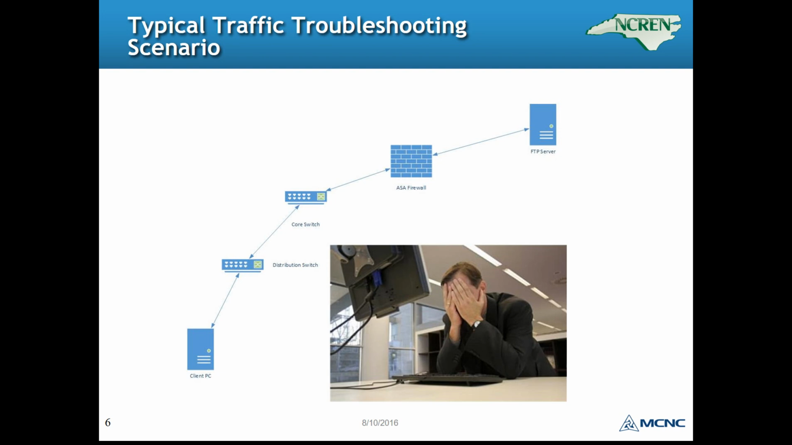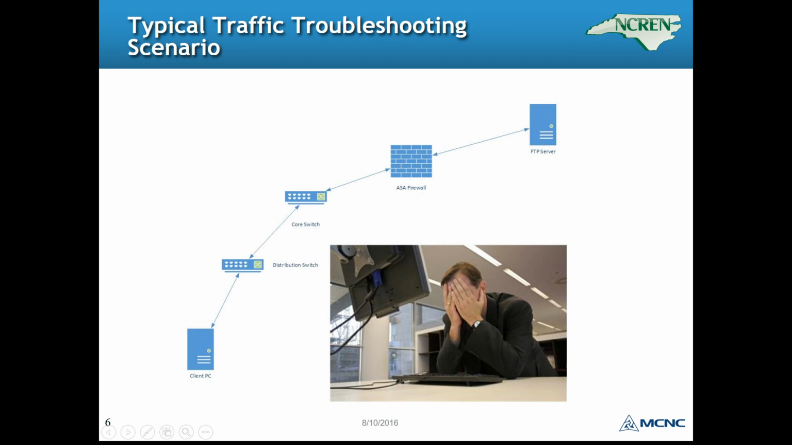On here we have the client PC, and then a typical setup in that the PC is usually connected to a distribution switch, which is then trunked back to a core switch, which then gets fed out through an ASA firewall, which then goes out through the internet to whatever cloud or internet service he's trying to connect to. In this case, it's an FTP server. And a lot of times the way these will come in is someone will call you and say, I can't connect to this or that. Well, how do we troubleshoot this?